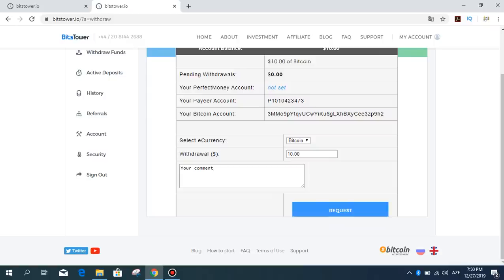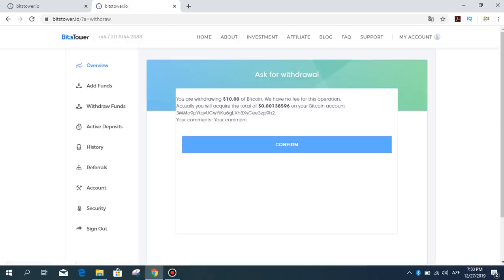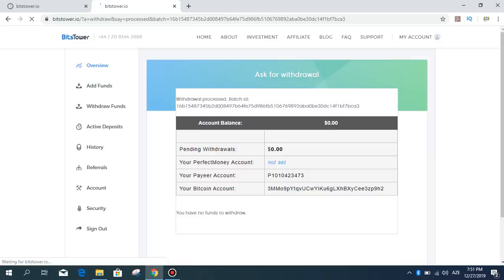And request. You are withdrawing $10 of Bitcoin. We have no fee for this operation. You will receive a total of 0.00138 on your Bitcoin account. Your comments, okay. Confirm, and wait. Withdrawal processed, batched.